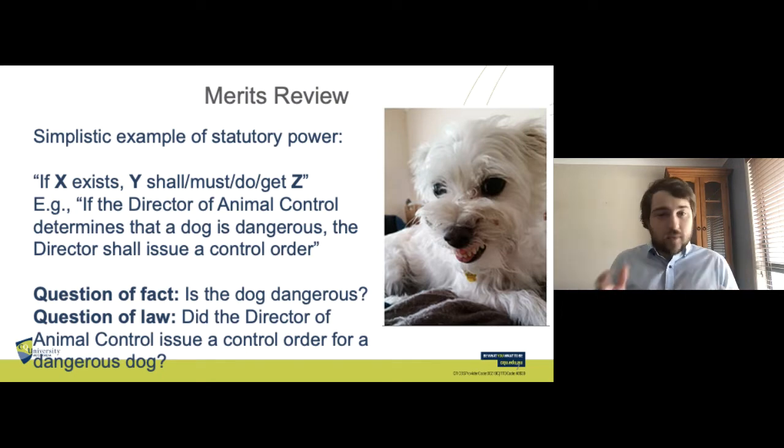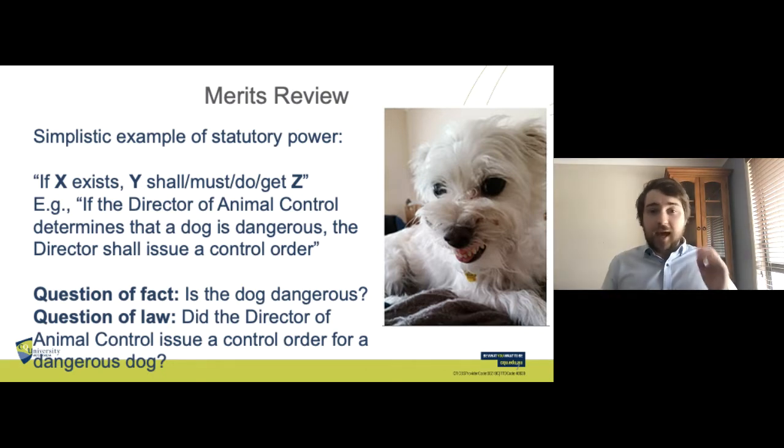Now, that's quite a simplistic example, and we'll have a look in some later weeks at some rare exceptions where a court can look at a question of fact. But for the moment, let's just keep things simple, and we'll consider that judicial review is only concerned with questions of law. So was the proper procedure and process followed?